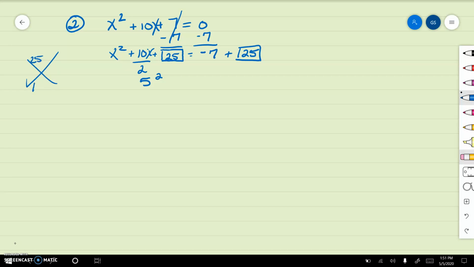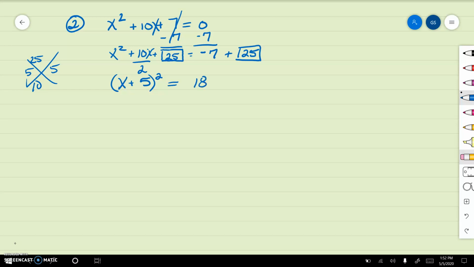25 and 10. 5 times 5 is 25. 5 plus 5 is 10. So isn't that just going to be x plus 5, which we write as the quantity x plus 5 squared? On the other side, we get negative 7 plus 25, which is 18.